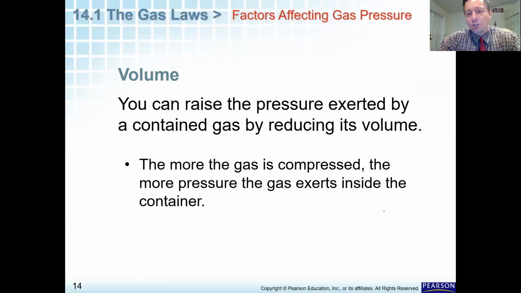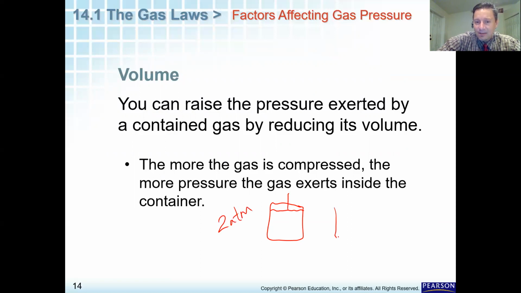So volume. You can raise the pressure exerted by a container by reducing the volume. So if you have a container this size and somehow or another you have a plunger in here, say you have 2 atmospheres here of pressure, and now you have that same size container right here, but look at what you did. You pushed down halfway with that plunger. Now you have half the space. So you have doubled the pressure. So that is a key concept.